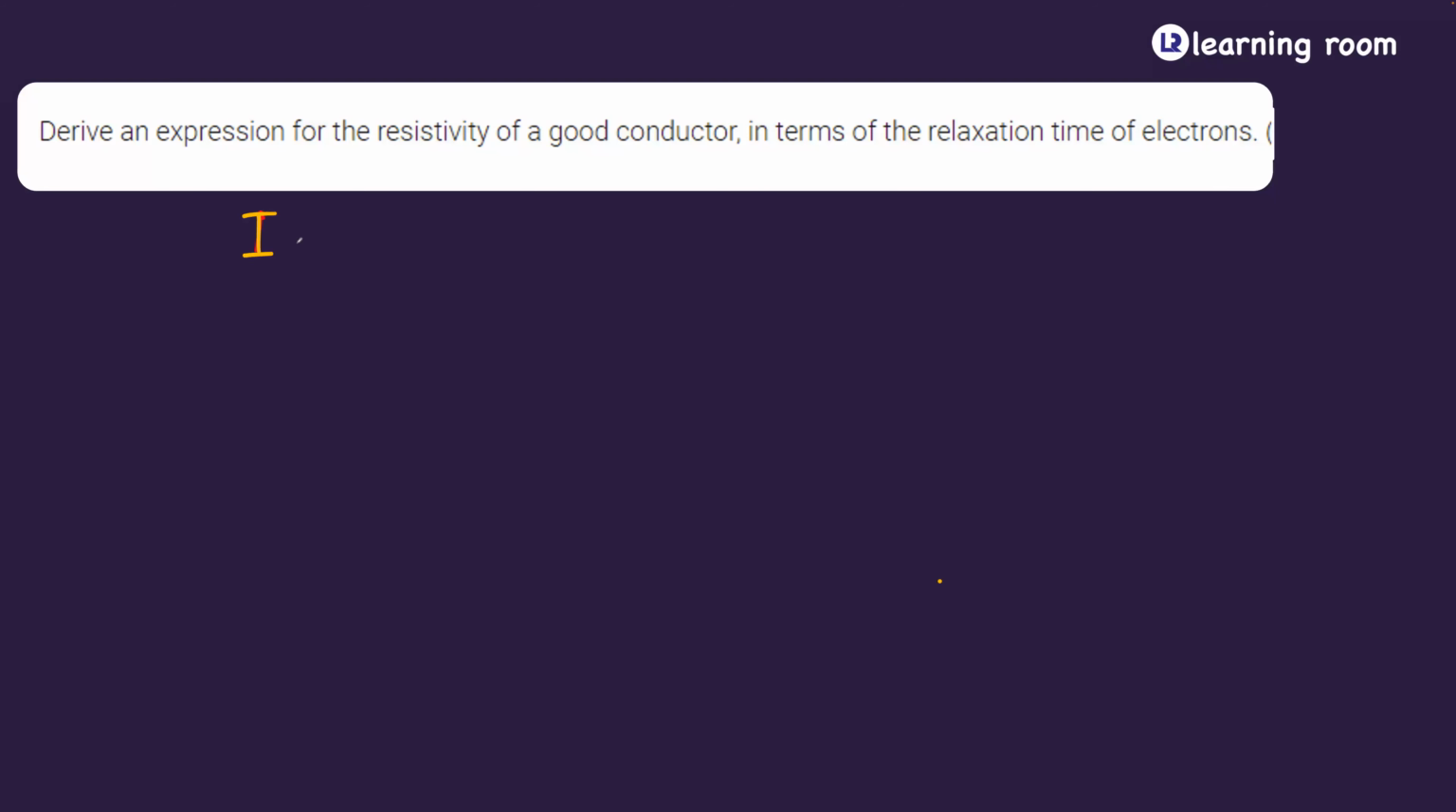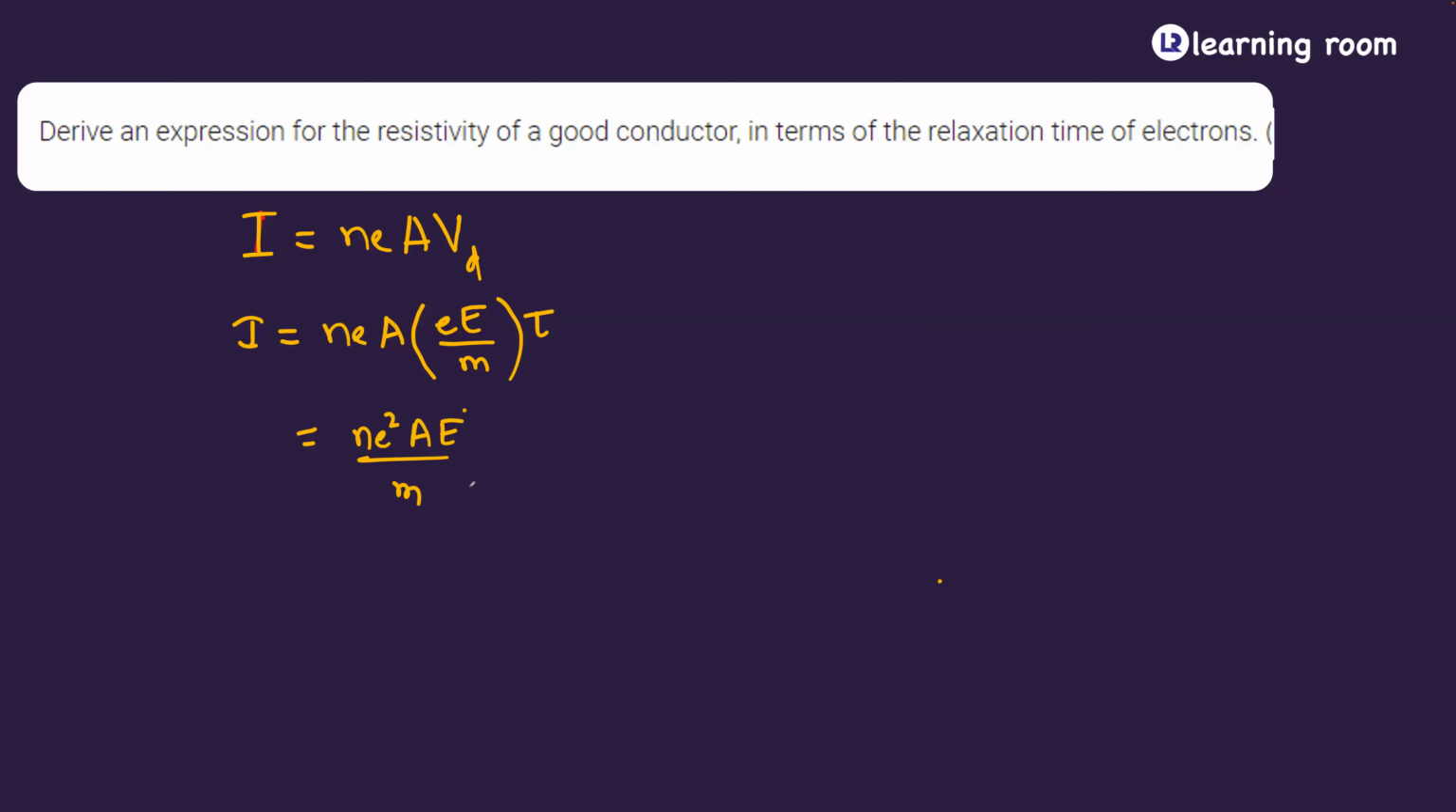You will first write I is equal to n e A v_d. So I will be equal to n e A into what is the value of v_d? e into capital E divided by m into tau. So this will be n e square A into E divided by m into tau. But what is the value of E? It is V by L. So it is n e square A divided by m into V by L into tau. So this is the value of I.